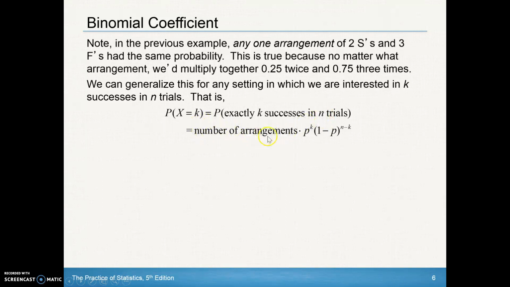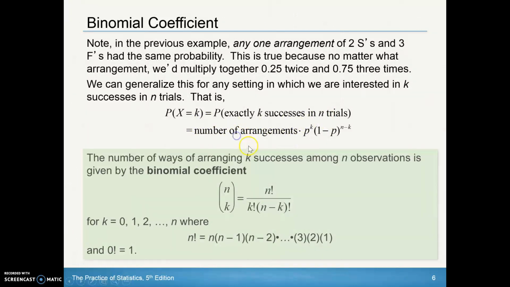We'd have to take the number of arrangements, and in our last problem that was 10, times the probability of success, and how many of those we wanted, that's the k. And then here's our probability of failure, which is just the complement of success, and then the number of failures we'd have to have.